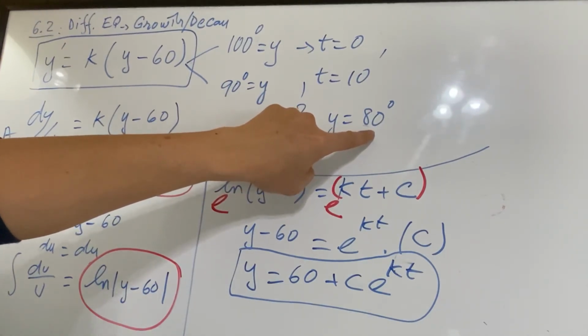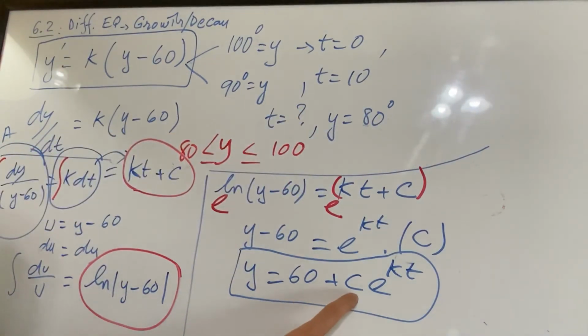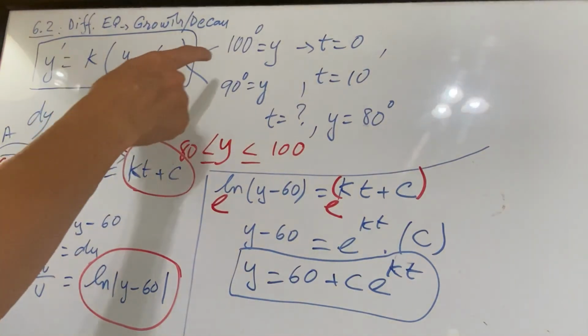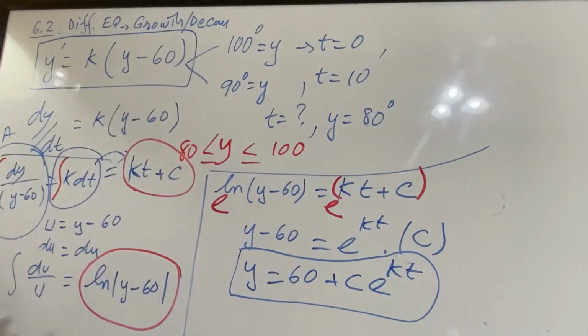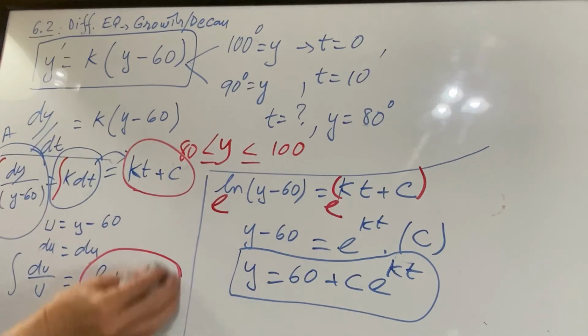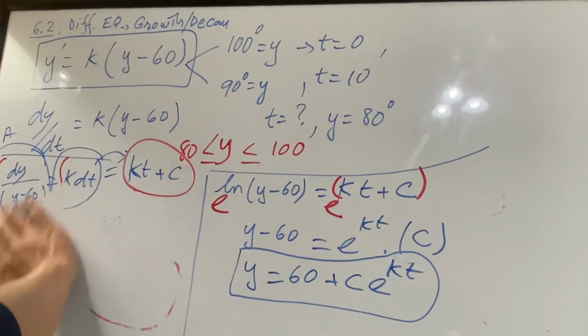object cools down to 80 degrees. I need to know what? C and K. How do I know that? Using the given information. Shall we? Can I erase the board over here for you? Okay, so here we go.